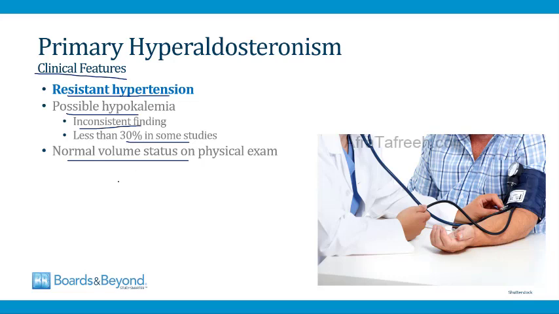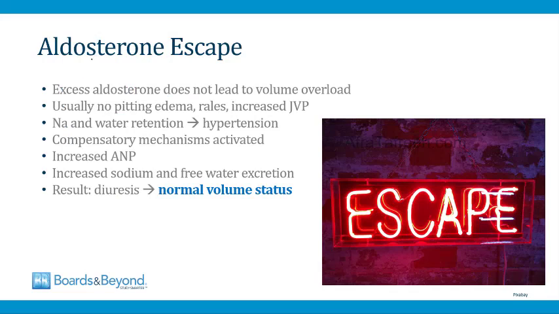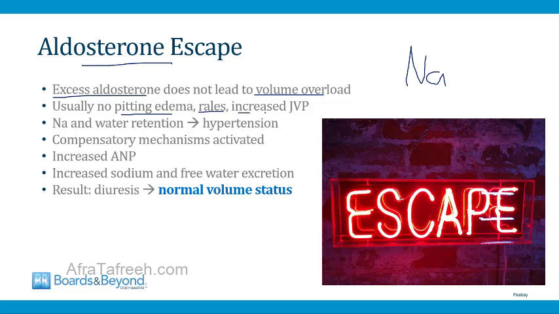And the reason they have a normal volume status on physical exam is because of a phenomenon known as aldosterone escape. So aldosterone escape refers to the fact that excess aldosterone does not lead to volume overload. You might think that because aldosterone causes the reabsorption of sodium and water, that patients would be swollen when they have hyperaldosteronism, but they don't, and that's because of aldosterone escape. Usually patients with hyperaldosteronism do not have pitting edema or rales or increased jugular venous pressure. The only evidence they have clinically of sodium and water retention is hypertension.